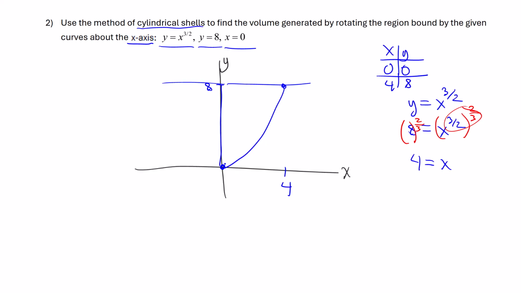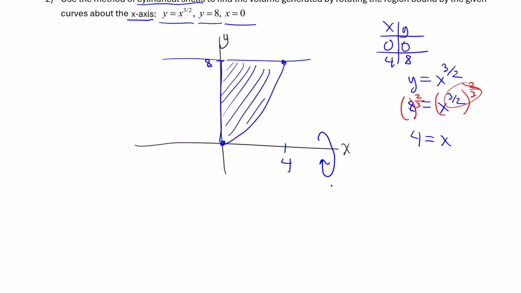Notice then we're bounding that region, so the curve y equals x to the 3 halves, that's kind of like the roof of it, the top of it. X equals 0, that's the y-axis. So we're looking at this solid object here in the quadrant 1 zone. But we're rotating this about the x-axis this time. So again, symmetrically, if you were to rotate that down, we have a point at 4, 8. That means we'd have another point at 4, negative 8.